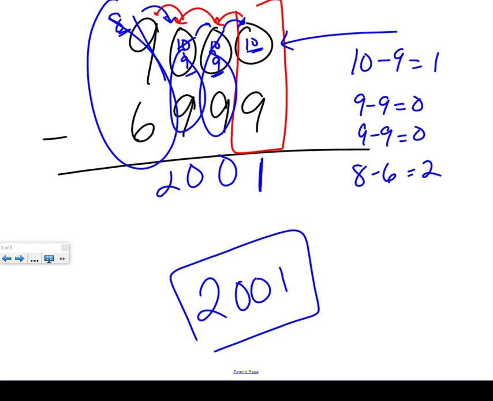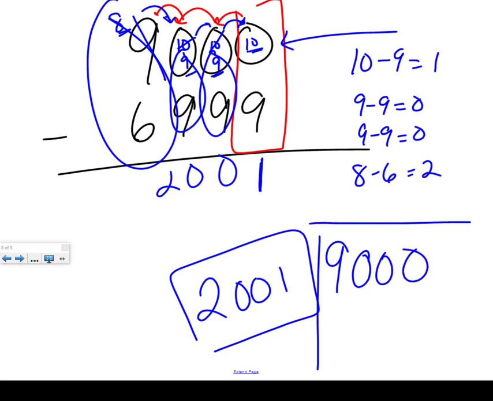So remember, when you have to borrow, you're looking for something that has anything to give. And if it's all zeros, you just keep moving next door until you find something to borrow. The common mistake for this one is that a lot of students knew that starting with 9,000, they were going to have to borrow from the 9. But instead of making this a 10, they made this a 10.